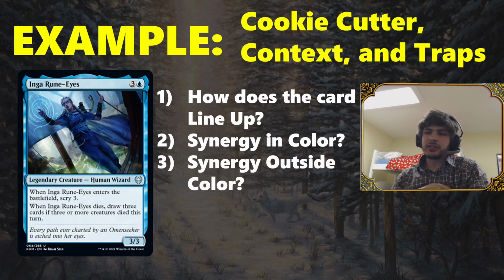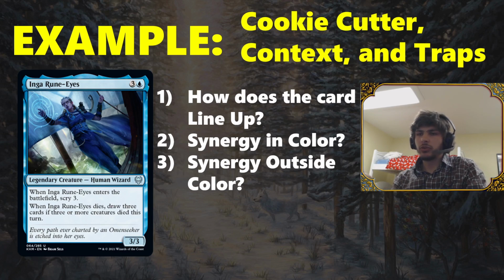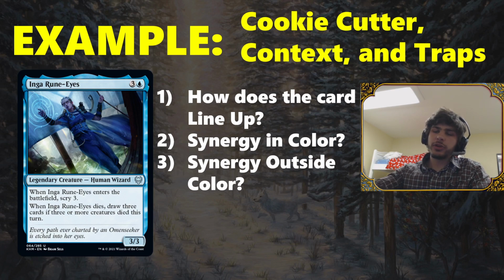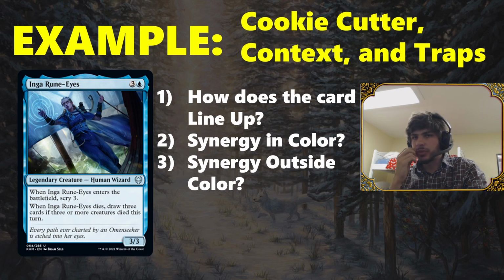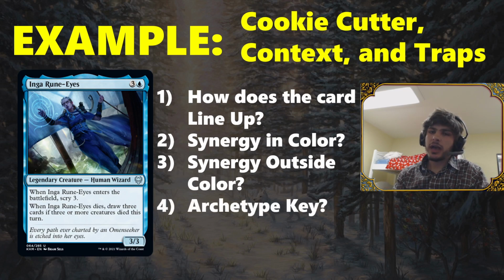Next up, is there synergy outside of color? Well, I've already been talking about Village Rites, but that's a way to sacrifice Inga, which can be really good. There's also just removal spells in black, removal spells in red, maybe some removal spells in green, like the fight spell could be really good with Inga, because then you fight the creature, both creatures die, and you draw 3 cards, which could be really good. So Inga Rune Eyes could get some nice benefit from that. And is an archetype key? I don't know if there's an archetype that cares about your creatures dying that is based around blue, but if there is, Inga could be a key part of that, or one of the better cards for that.